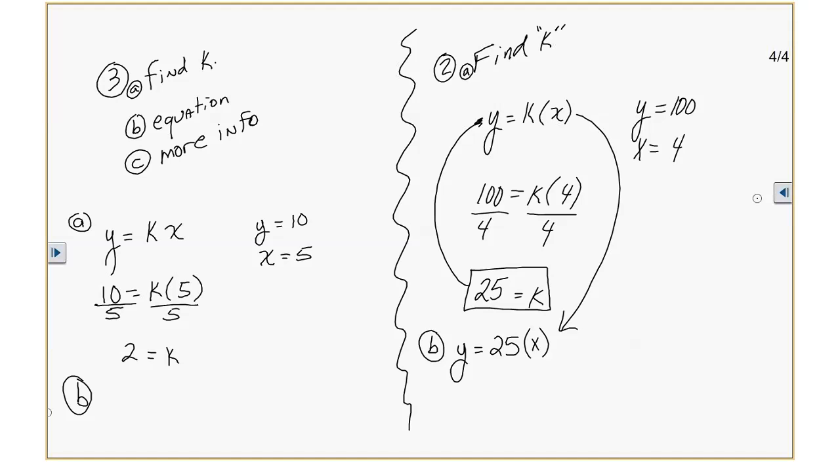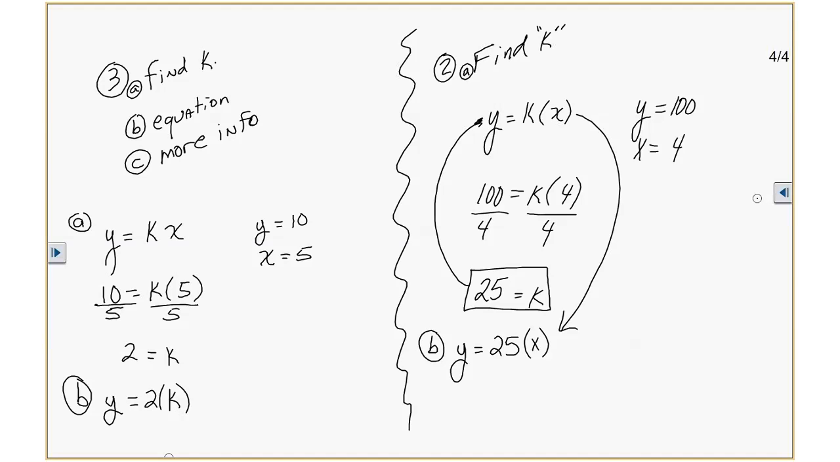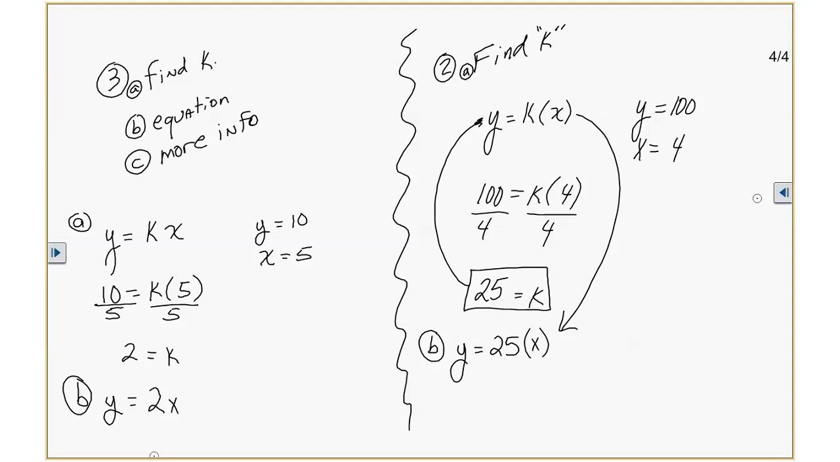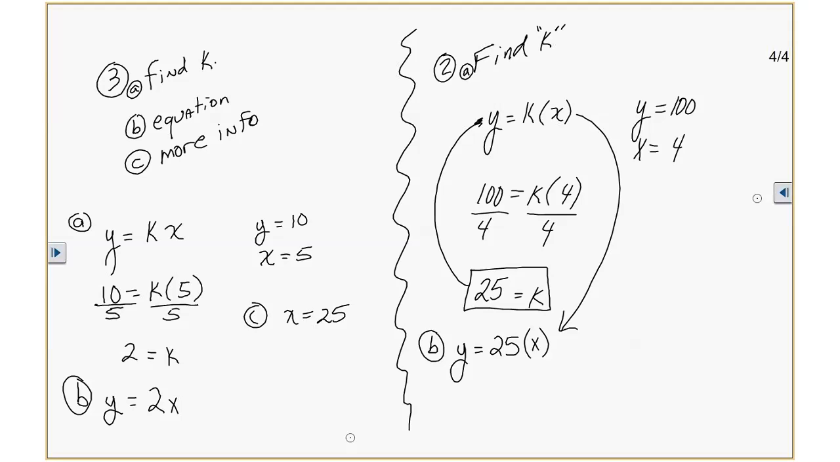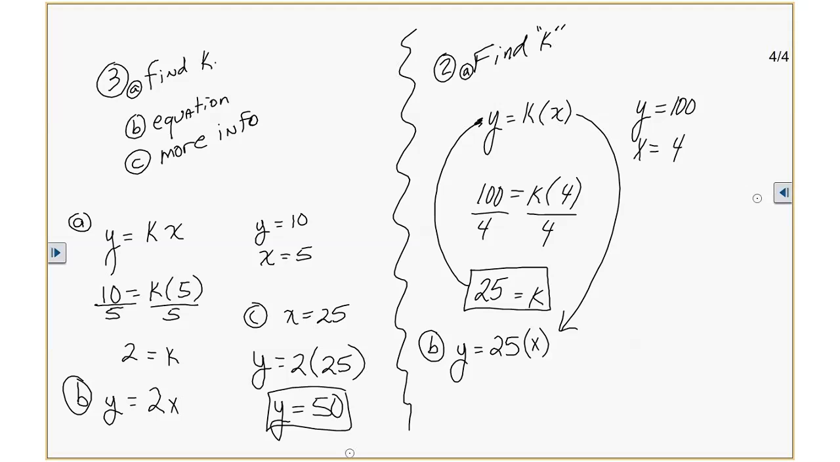Plug K back into the original. Y is equal to 2 times K. I'm sorry, not 2 times K, 2 times X. And then C, they're going to say X is equal to 25. So what do you think you'll do with that 25 now? Plug it in. So that'd be Y is equal to 2 times 25, and Y is equal to what? 50. And that's the three type questions you're going to get in 6.4.